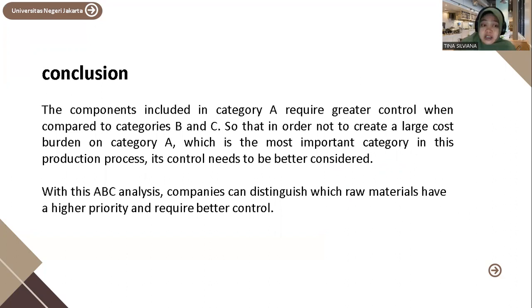And the conclusion is that the components included in category A require greater control when compared to categories B and C. So that in order not to create a large cost burden on category A, which is the most important category in this production process, its control needs to be better considered. With ABC analysis, companies can distinguish which raw materials have a higher priority and require better control.